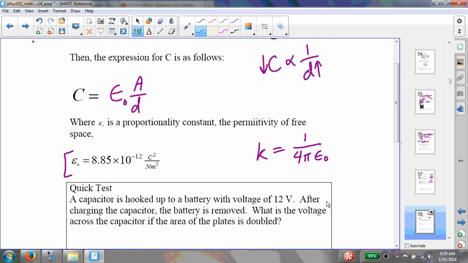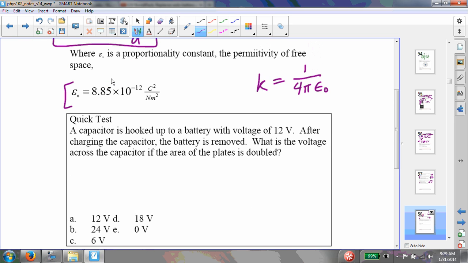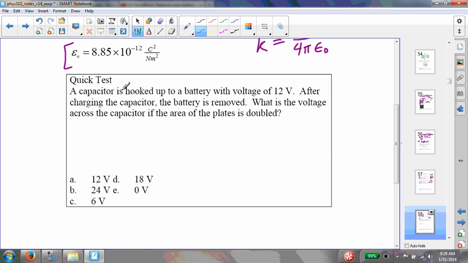So this is a separate expression. This is not the definition of capacitance, but given a capacitor with certain geometric dimensions, you can calculate what is the capacitance, what is the ability for that capacitor to store charge. Try this quick test question. You can pause and mark your answer here.